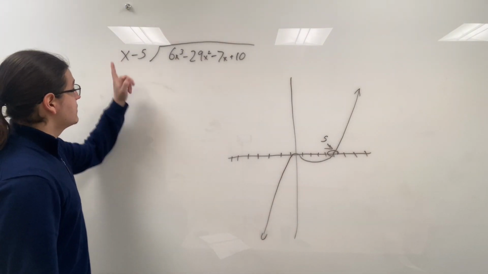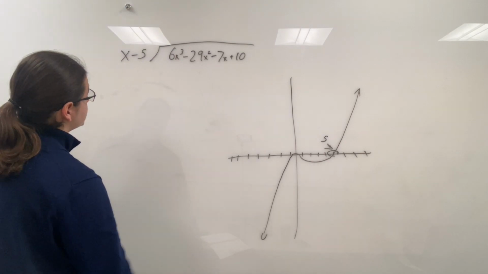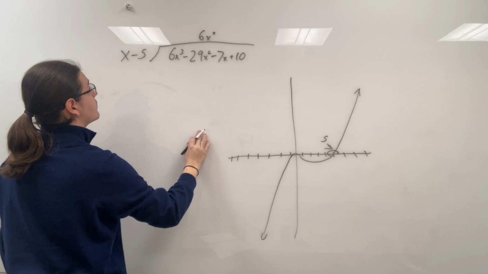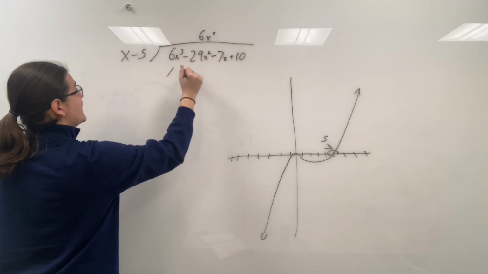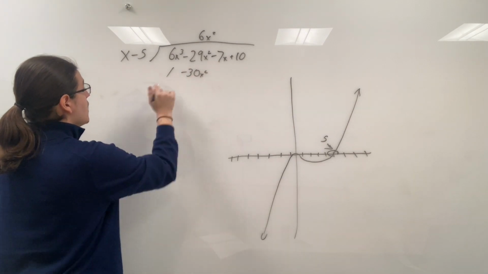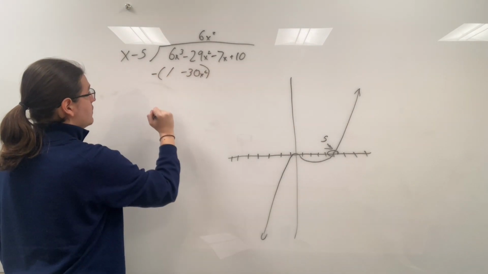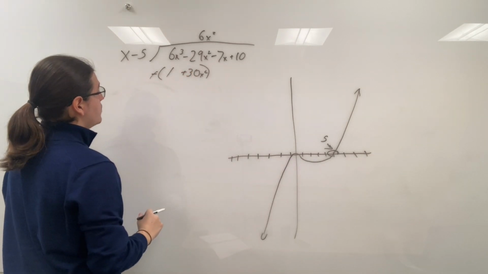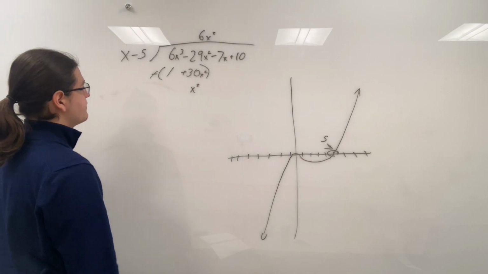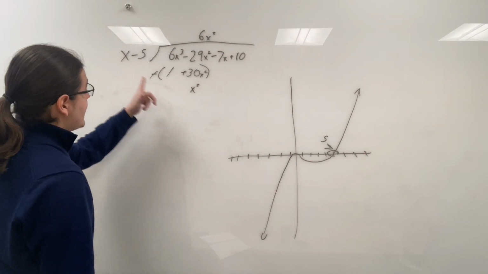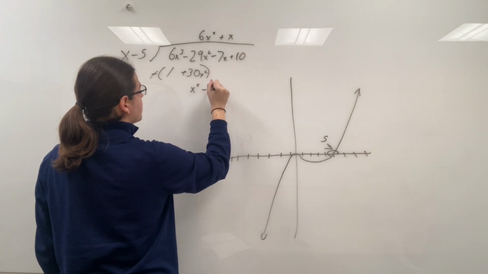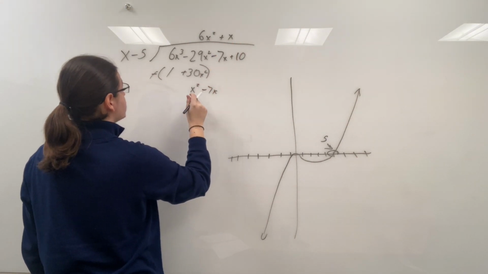How many times does x fit into 6x cubed? 6x squared times. Multiply it out, we get negative 30x squared. We're going to subtract this whole quantity, making this positive, giving us just x squared. x fits into x squared times, just x times. Bring our next term down. This will always cancel with that.